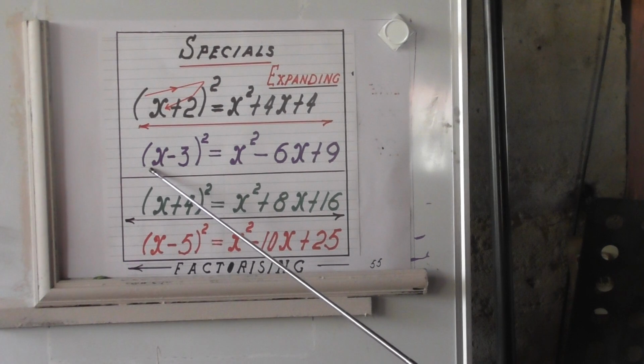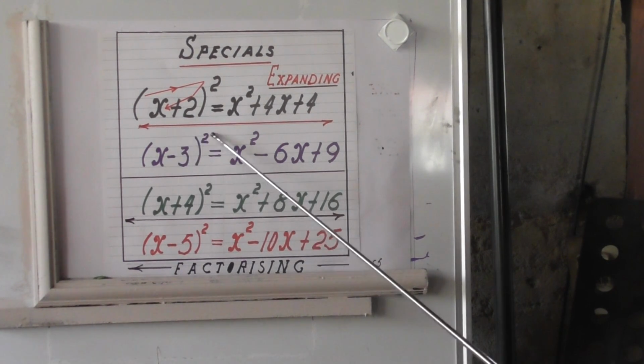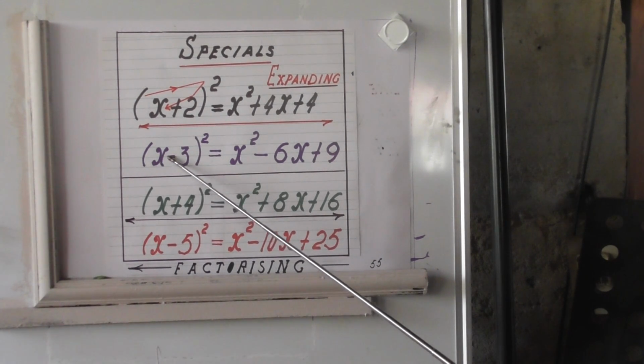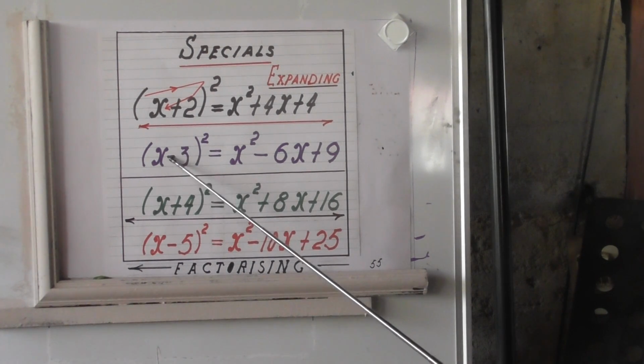Same here, x squared. Negative 6x, positive 9. Because negative 3 times negative 3 is positive. When the signs are the same, in multiplication and division, the result is positive. There is only one rule. When the signs are the same, it's positive.